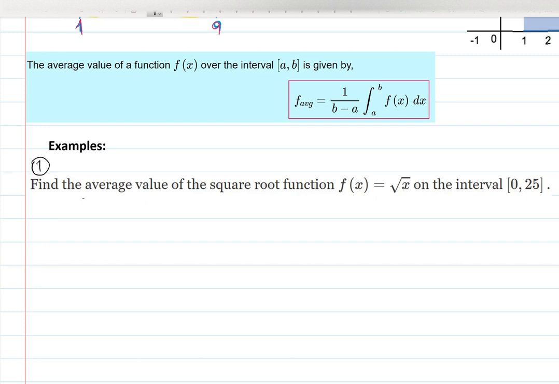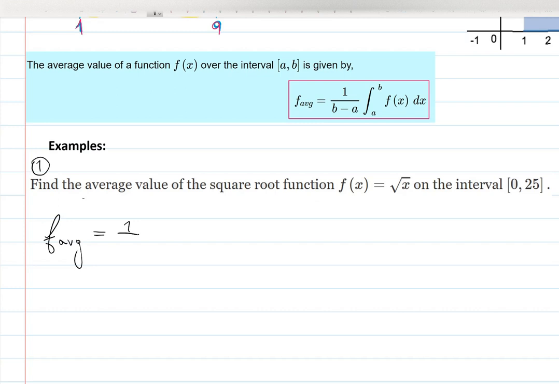Find the average value of the square root function, f of x equals square root of x, on the interval from 0 to 25. Let's just follow the formula. F average, and that's not actually international notation, to be honest, I saw different notations on this, is going to be 1 over 25 minus 0. Always find the exact length of the interval. It's not always the same as the b value, you will see later. Then the integral from 0 to 25 of the square root of x dx.